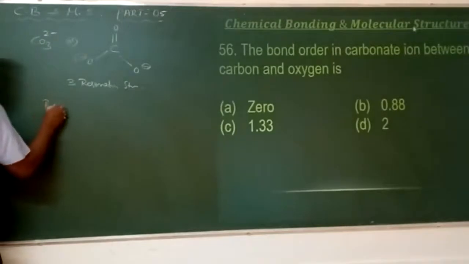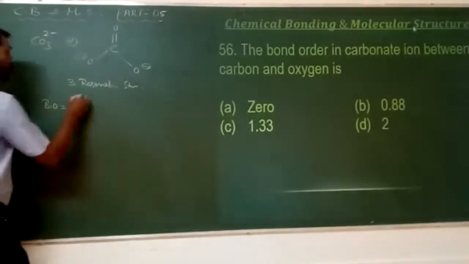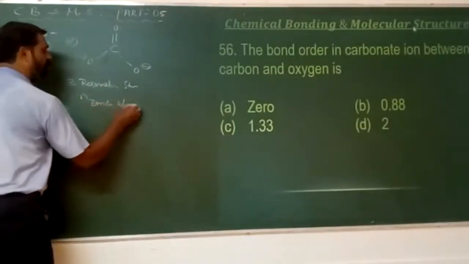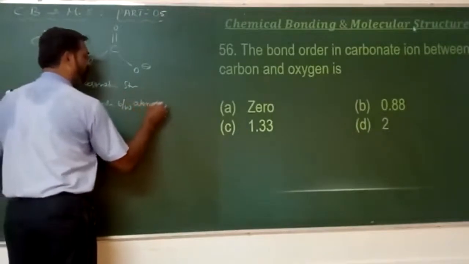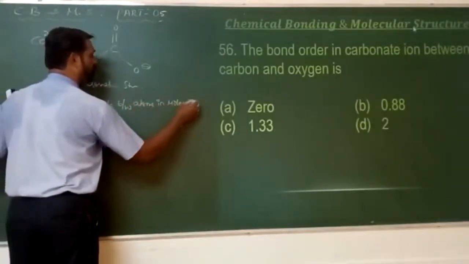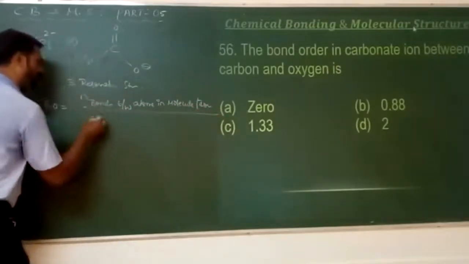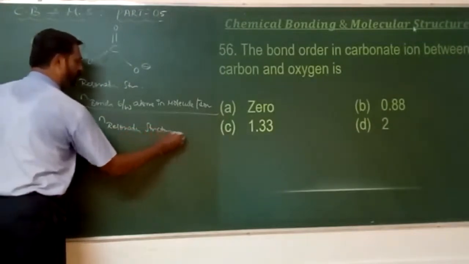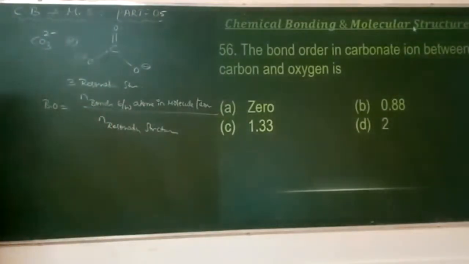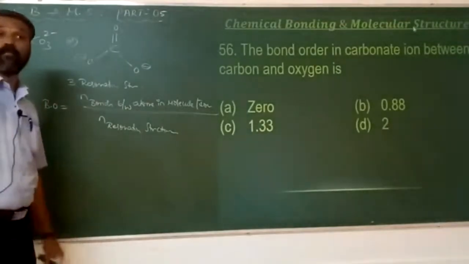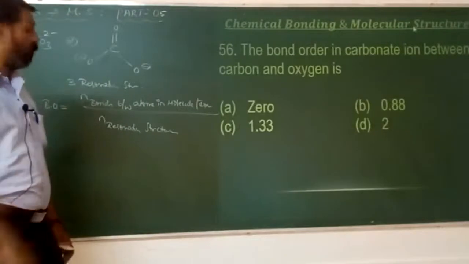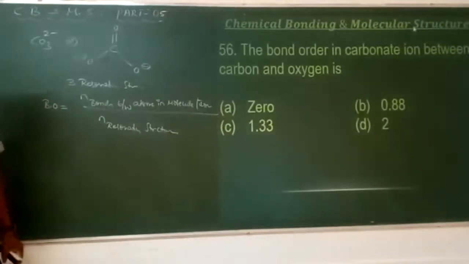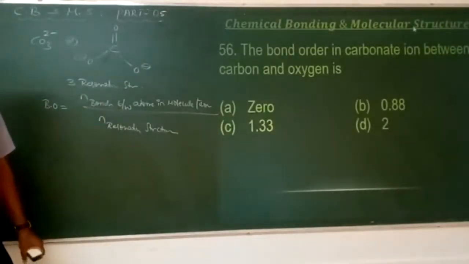So here bond order is also calculated by another formula: number of bonds between the atoms in the given molecule or ion divided by number of resonating structures. This is another formula to get the bond order. The one thing is Nb minus Na, meaning electrons in the bonding molecular orbital and electrons in the anti-bonding molecular orbital. But otherwise, number of bonds between the atoms in the molecule or sometimes the ion, divided by number of resonating structures.